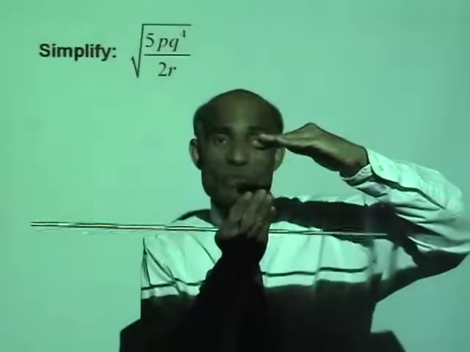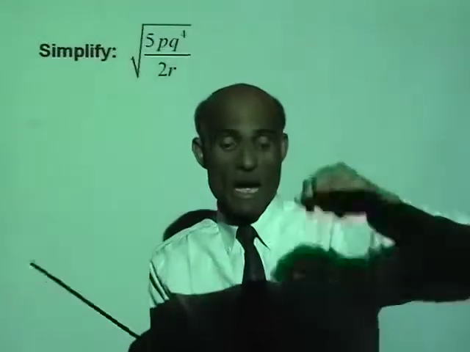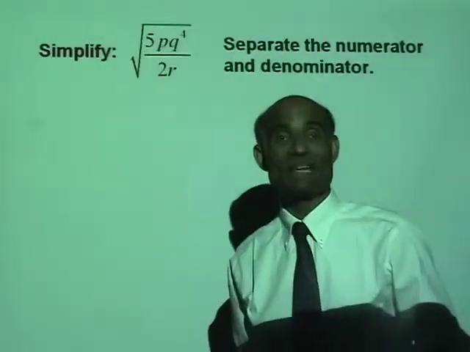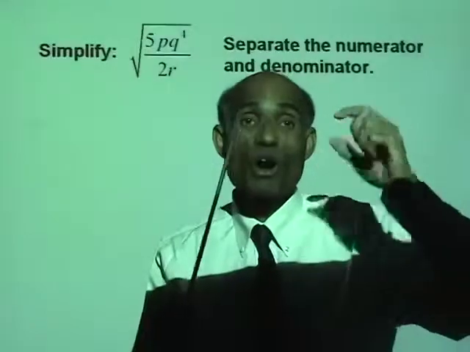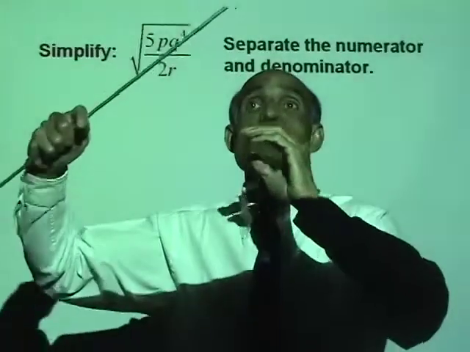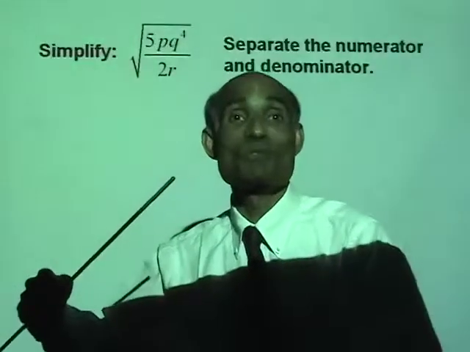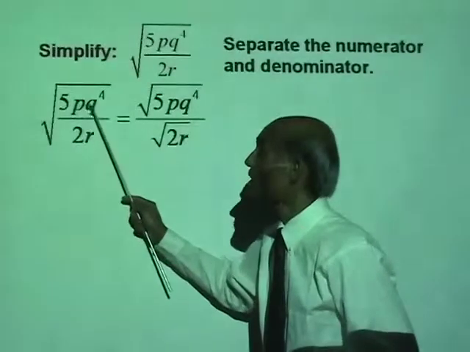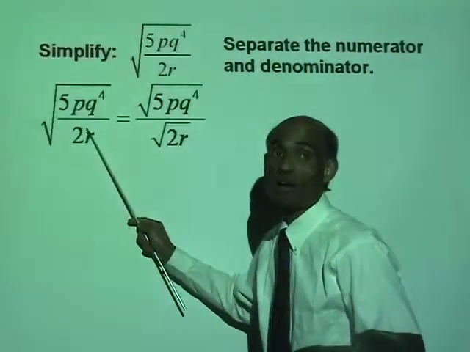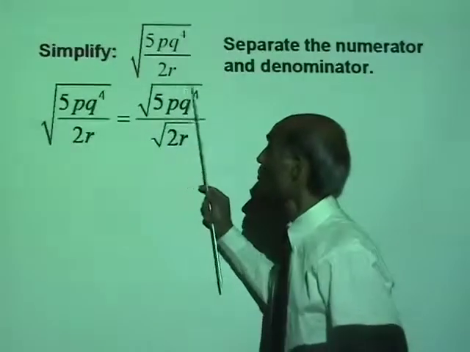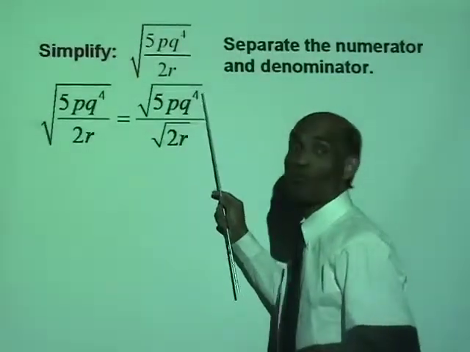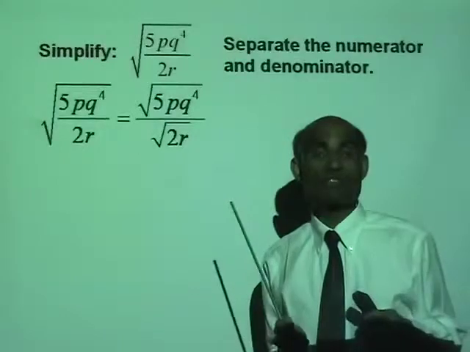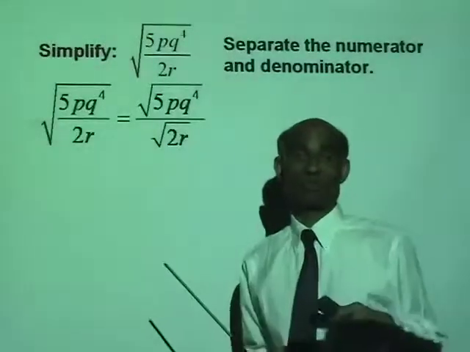Well, here we will split that as a numerator term and a denominator term. Separate the numerator and denominator. In other words, square root of a over b is square root of a divided by square root of b. So what will this become? Square root of 5p q to the power of 4 over 2r is now written as square root 5p q to the power of 4 divided by square root of 2r. Separate the numerator and denominator into 2 radicals.